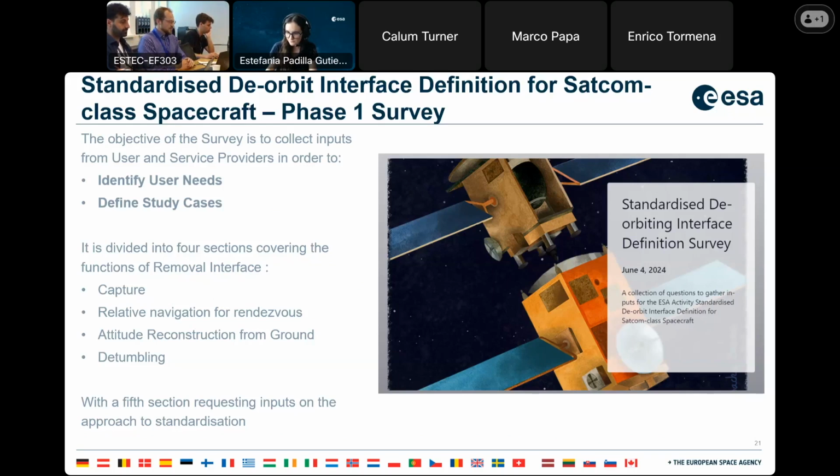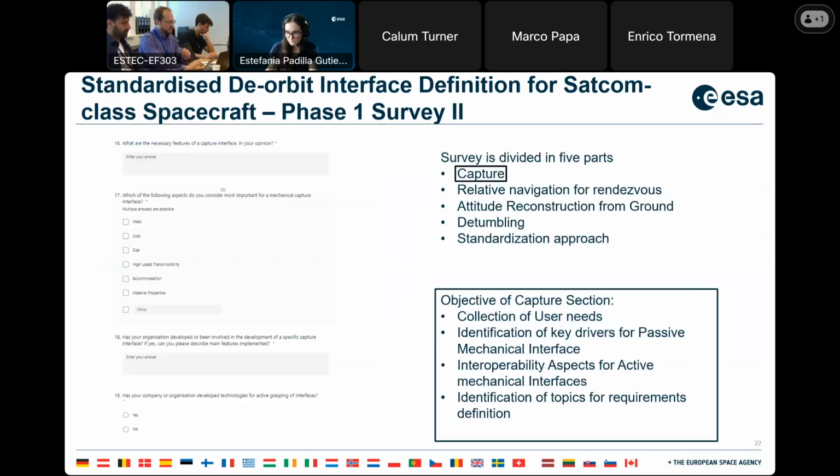We've followed the logic of the functions that we believe are necessary for a removal interface. So the first 4 sections of the survey are going to cover capture, relative navigation for rendezvous, attitude reconstruction from ground, and detumbling. And we'll also be trying to gather your thoughts in a fifth section on how we should approach the standardization. Any inputs you have there will be very much appreciated. So let's go through section by section on what you can expect, the kind of questions, and an idea of the kind of level the survey's at.